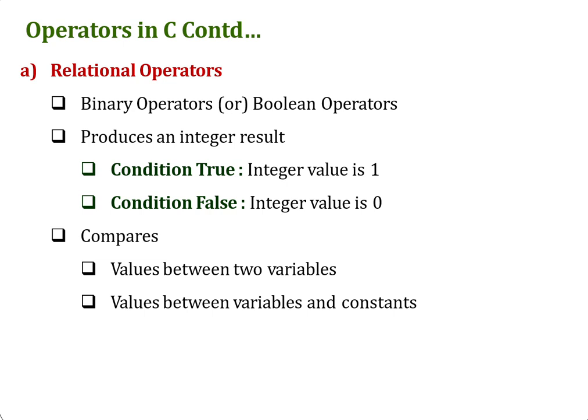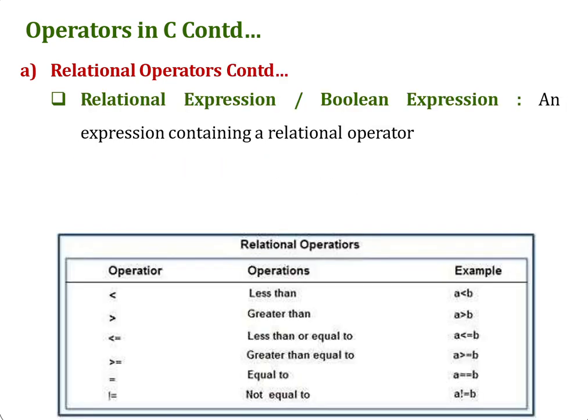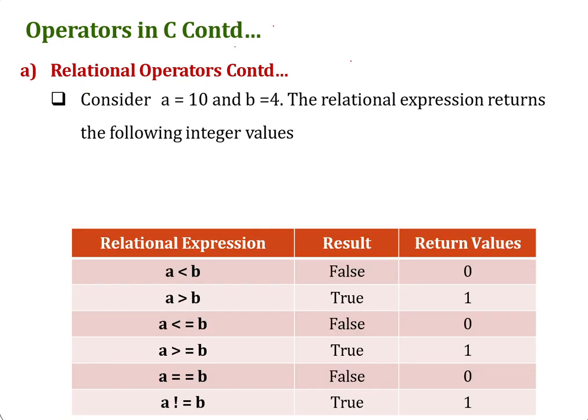Relational operators help you to compare two variables or a variable and a constant. So it will yield a return value of either 1 or 0. If the condition is true, you will get a return value of 1, or if the condition is false, you will get a return value of 0. So these are the relational operators which we have: less than, greater than, less than or equal to, greater than or equal to, and not equal to. Not equal to is an exclamation mark followed by an equal to symbol.